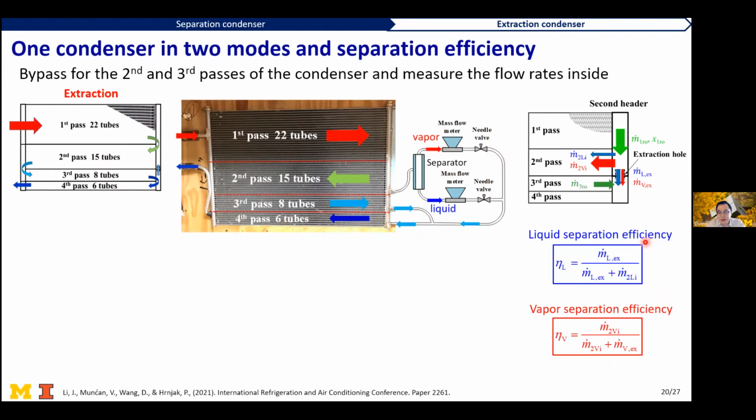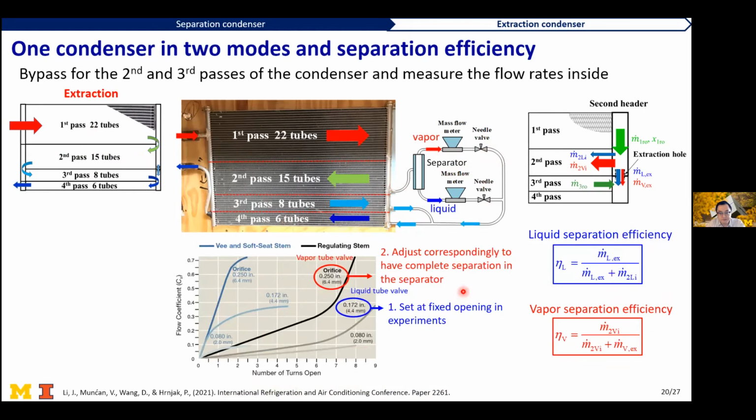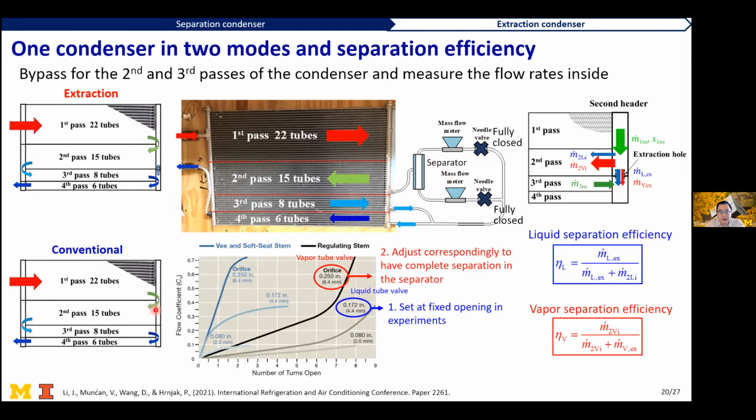And I've quantified similarly the liquid separation efficiency and the vapor separation efficiency. This shows in more detail how we conduct these experiments, basically to always ensure a perfect phase separation in the separator for the bypass tube, so that we can measure the vapor and the liquid flow rate. And when both valves are closed, essentially there will be no flow in the bypass, and the condenser will just work as a conventional condenser.